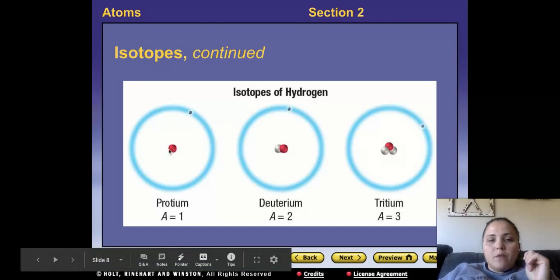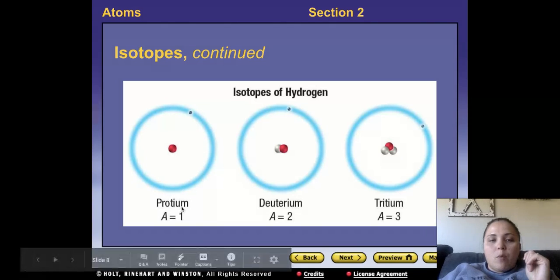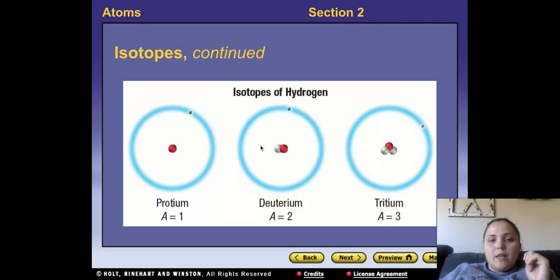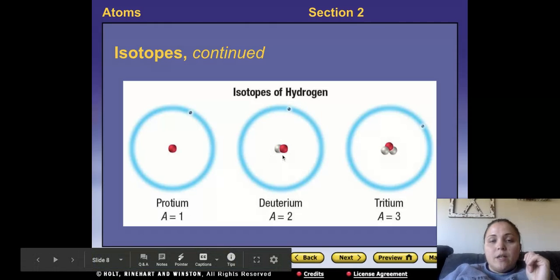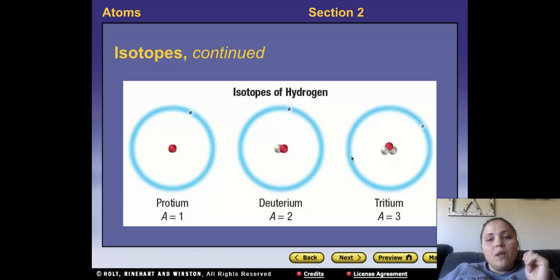But they do differ, because this isotope of hydrogen is called protium. It doesn't have any neutrons. This isotope of hydrogen is called deuterium, and it has 1 neutron. And then this one is called tritium, and it has 2 neutrons.